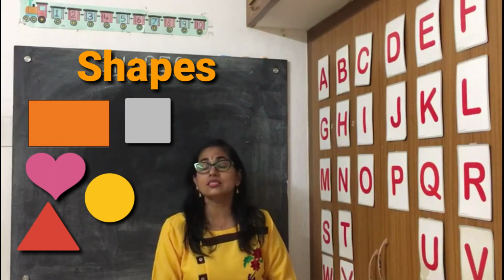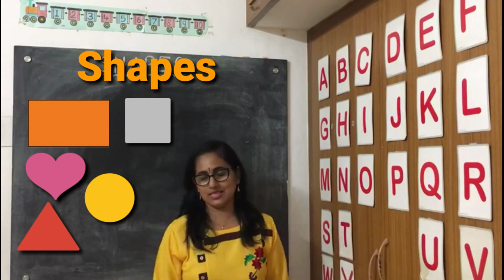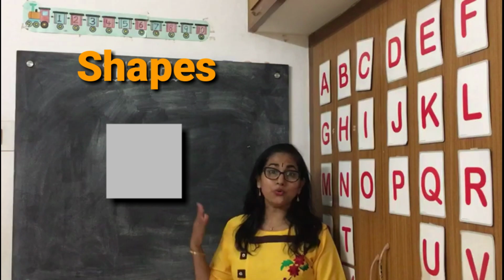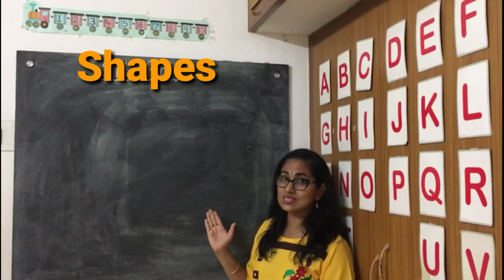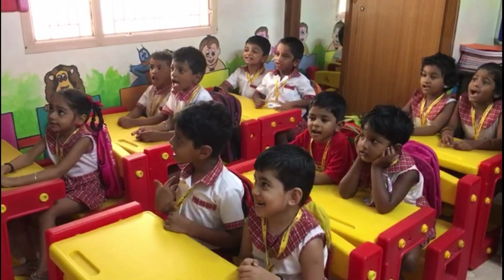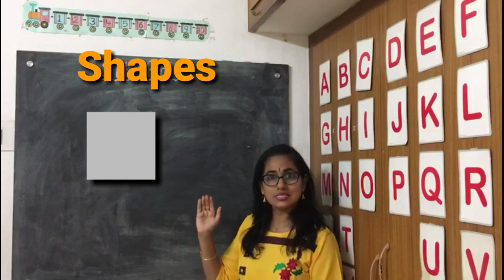Little one, this is the way I do it in my school. You can also try and see that. Here you have a shape of square. What shape is this? Square. Square. And it has four sides.